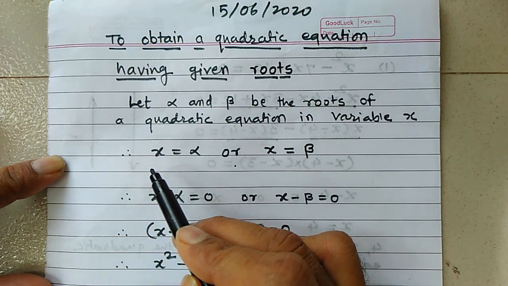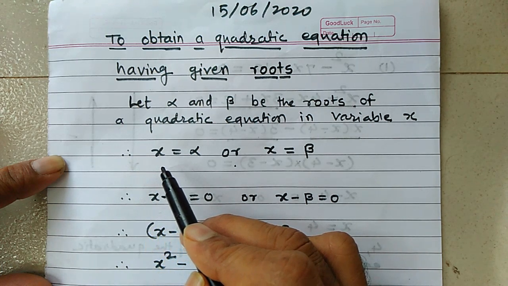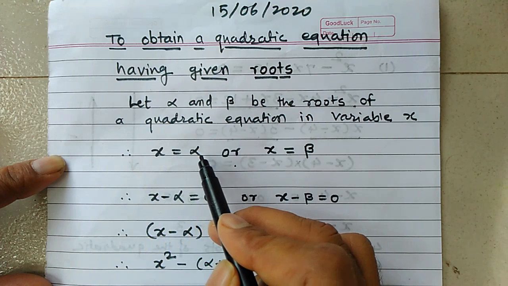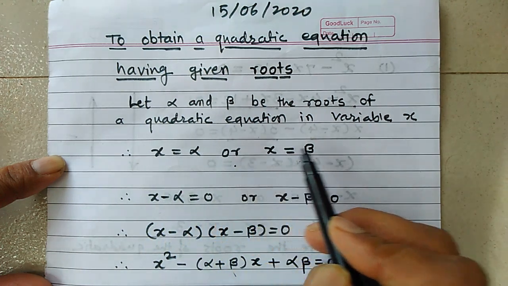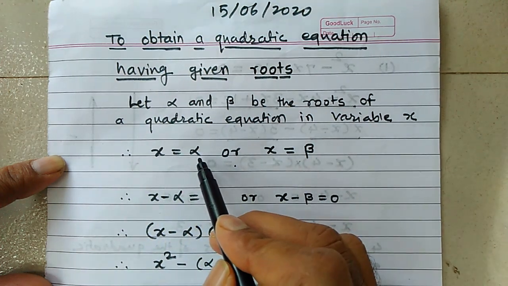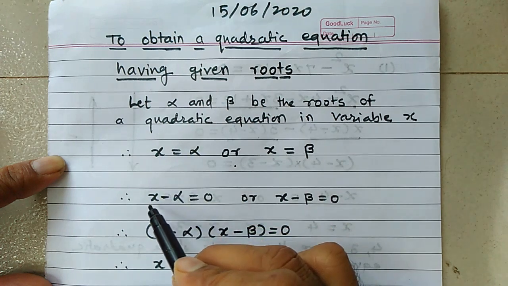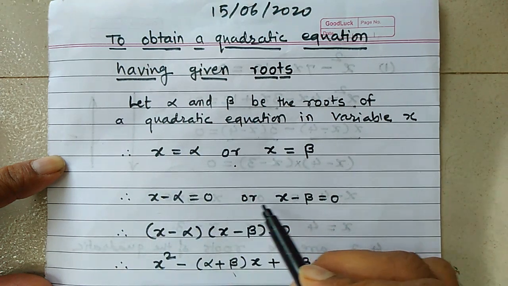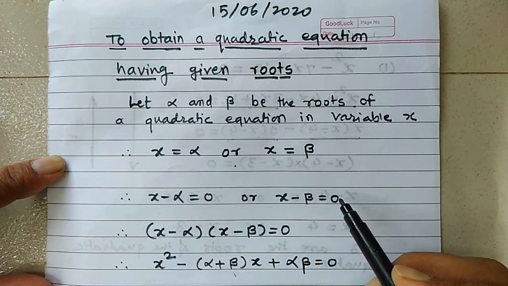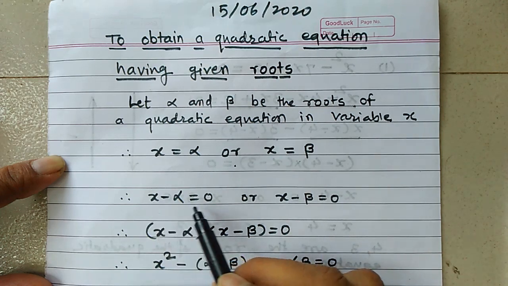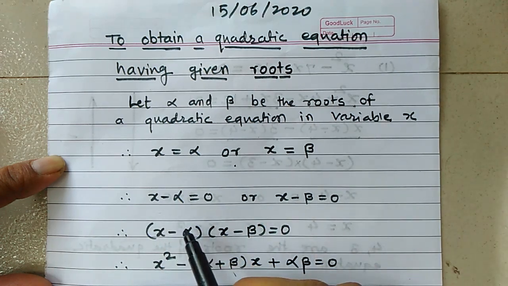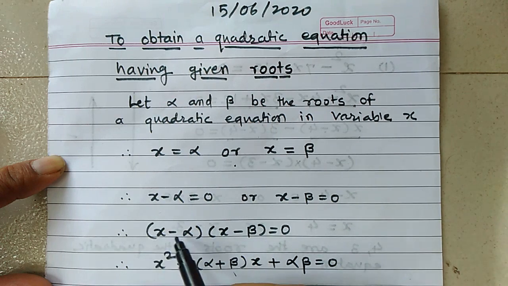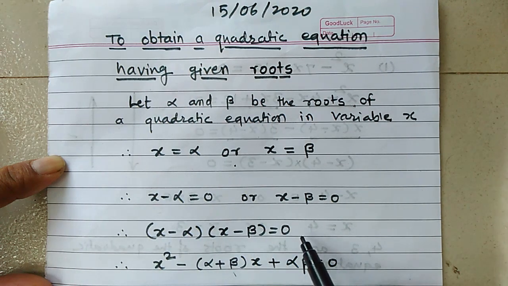Now if alpha and beta are the roots, that means these are the solutions. Therefore x is equal to alpha or x is equal to beta. Now transpose this alpha to the left. x minus alpha equal to 0 or x minus beta equal to 0. If both are equal to 0, then combinedly the product is 0. That means (x minus alpha) into (x minus beta) is equal to 0.